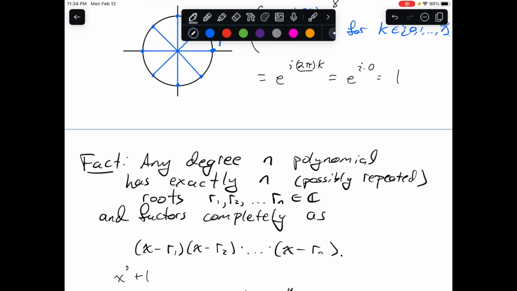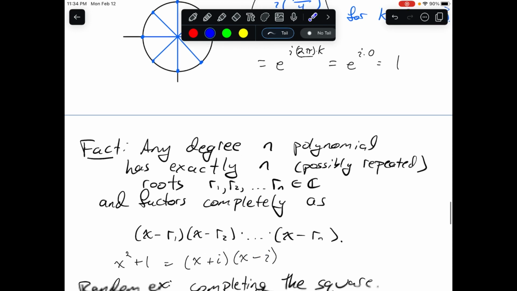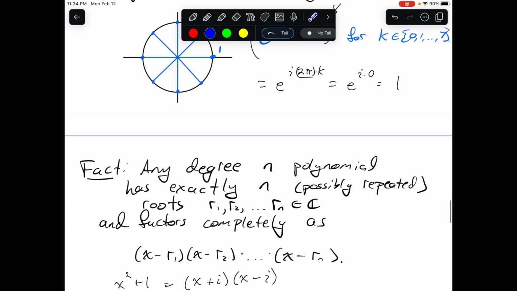For an easier example, something like x squared plus 1, you can't factor that over the real numbers, but you can factor it over the complex numbers because this is x plus i times x minus i. So basically, having the complex numbers there just adds this degree of freedom when it comes to factoring and working with stuff. So yeah, complex analysis is very, very powerful.